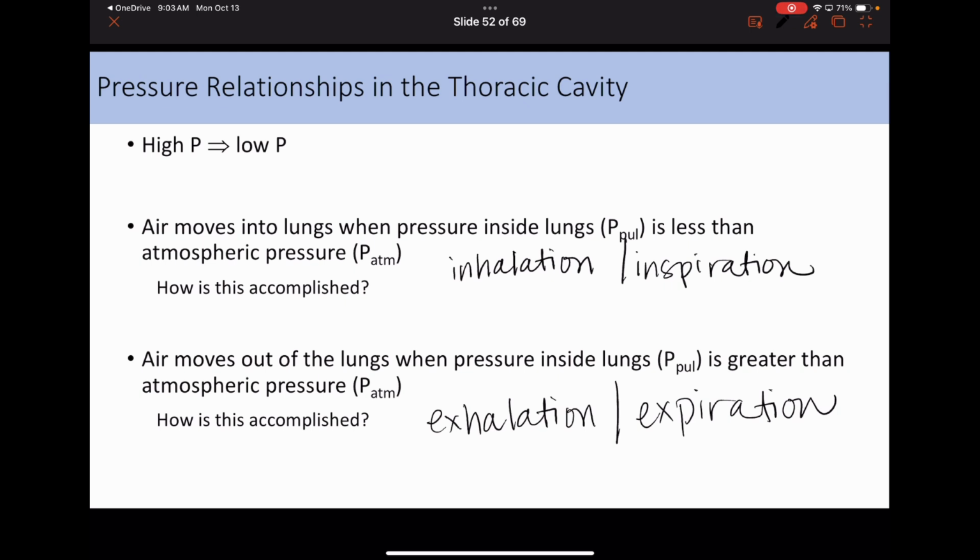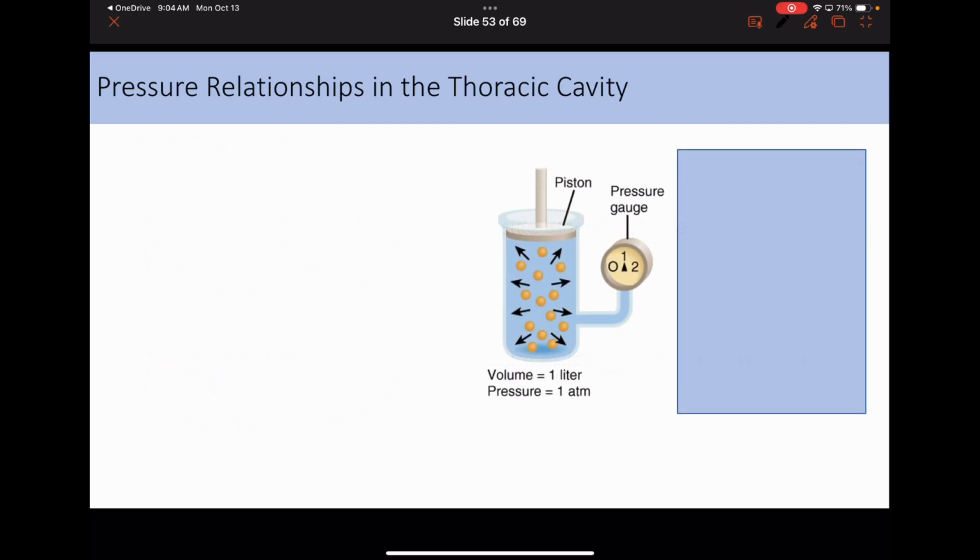For that idea, I want you guys to really quickly move forward in your notes to the bottom of page 23 where it talks about Boyle's law. I'm going to talk about that really quickly and then talk about lung pressures. So movement of gases follows something called Boyle's law. Boyle's law tells us that volume and pressure are inversely related.